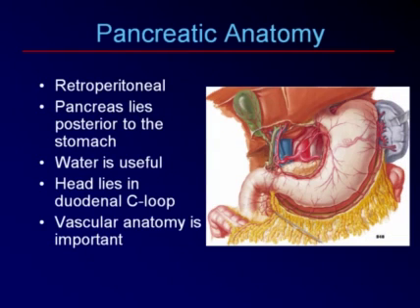Let's look at the pancreatic anatomy. The pancreas is a retroperitoneal structure. It lies posterior to the stomach. So the stomach with air in it would interfere with visualization of the pancreas, but also we can introduce water into the stomach. So if we have to do a thorough evaluation of the pancreas, it's a good idea to have the patient drink some water and provide a sonic window for us.